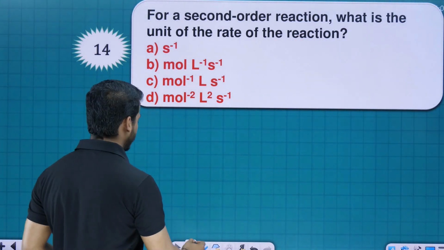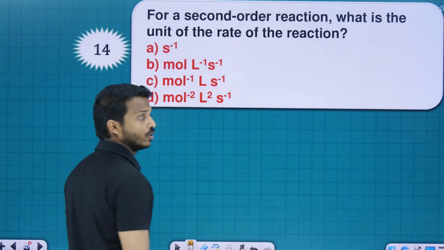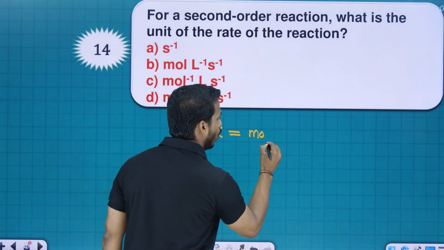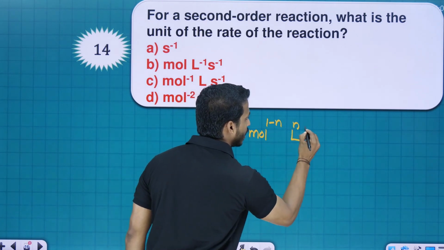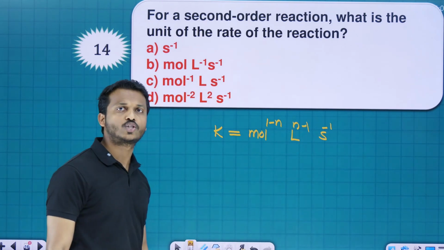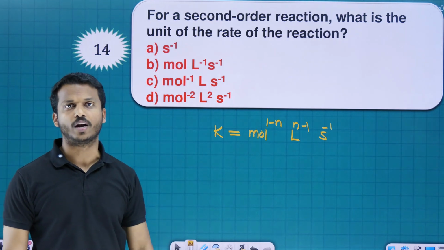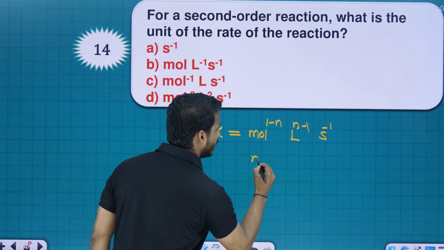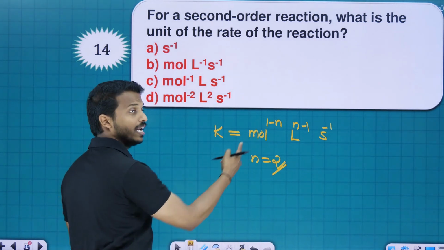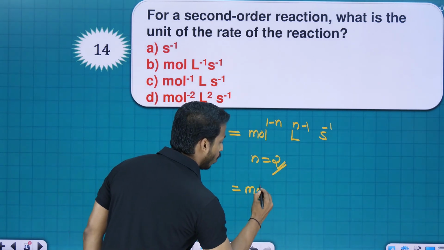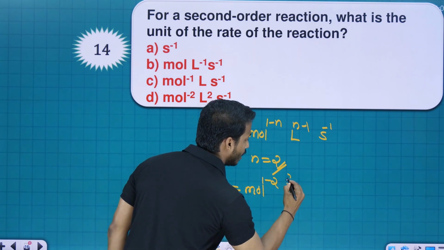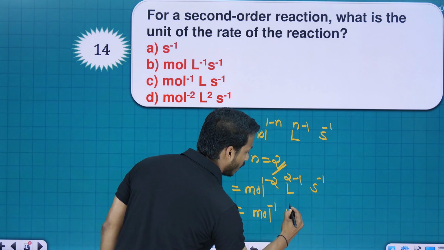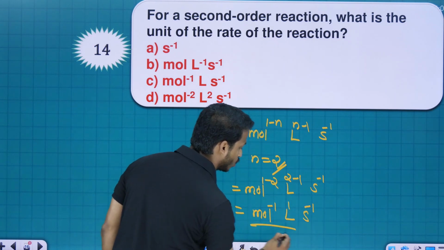For a second order reaction, what is the unit of the rate constant? What is the general unit of the rate constant? That is mole raised to 1 minus n, liter raised to n minus 1, second raised to minus 1. Second order means n is equal to 2, where n is the order. So what is the value? Mole raised to 1 minus 2, liter raised to 2 minus 1, second raised to minus 1. That is mole raised to minus 1, liter raised to 1, second raised to minus 1.